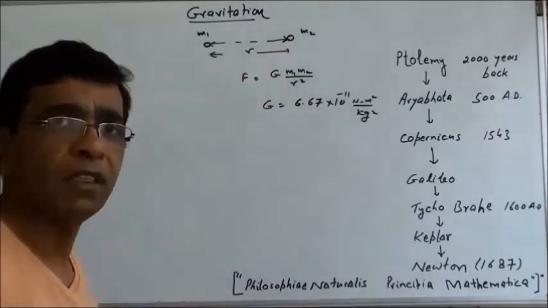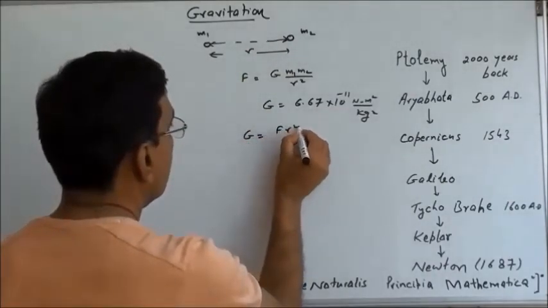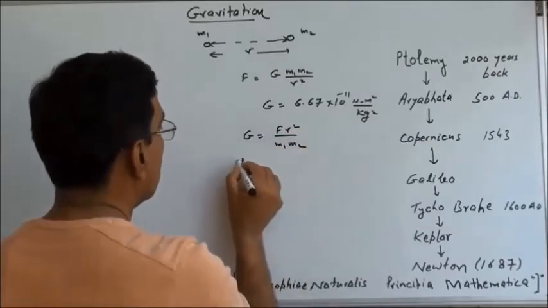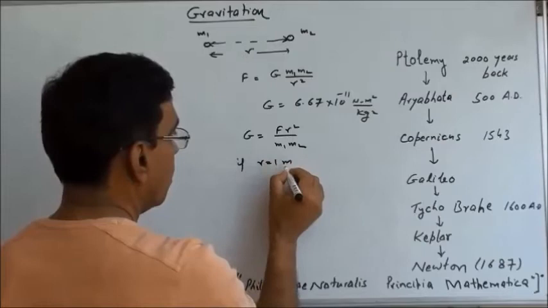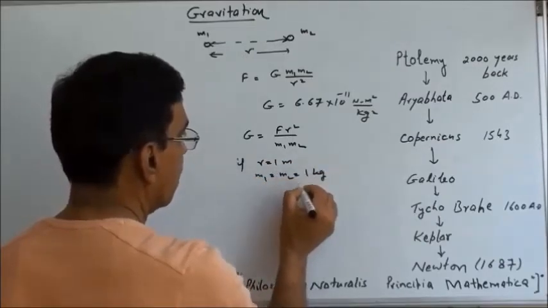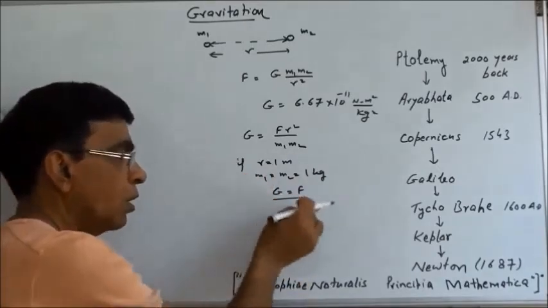And how can we define G? G is F r square upon m1 m2. So if r is 1 meter, and m1, m2 both are taken as 1 kg, then G is actually F. Using this you can define it.